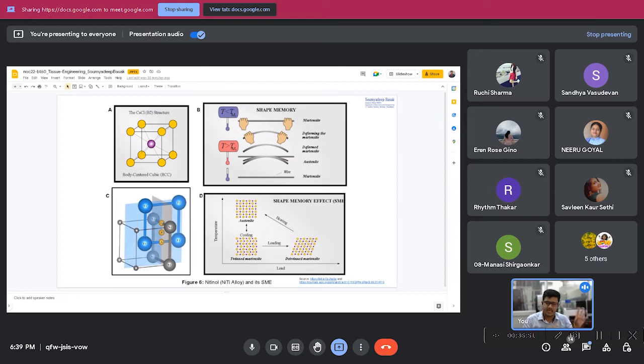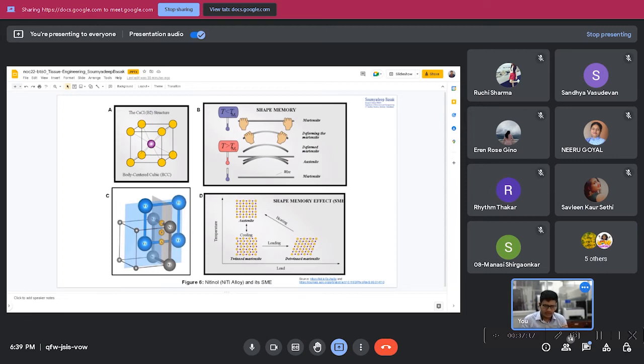B19 type is the martensitic form, while B2 is the austenite. So this change from martensite to austenite and vice versa, this crystal change, is happening. The B2 structure is a regular structure, easy to show. But the B19 form is a little bit harder.